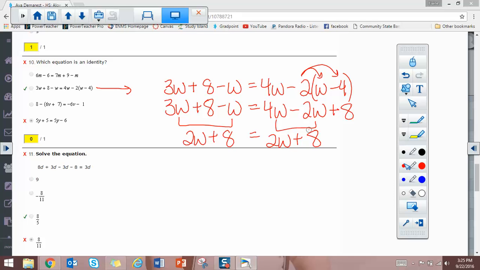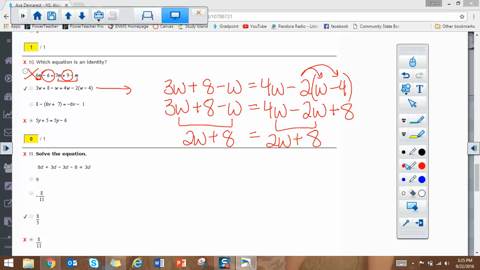And so that's the one I would select because that's the only one where the left side equals the right side. You would have to check this out for each one and clean things up. So for example, on this first answer choice, 7m minus m is 6m, but the 9 and the negative 6 would not equal one another, so that's why that one's not right.